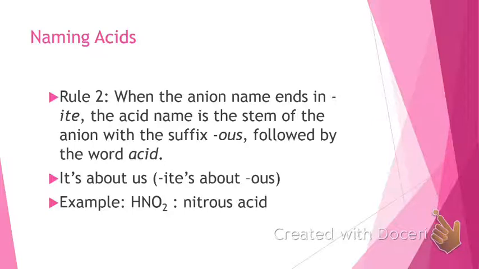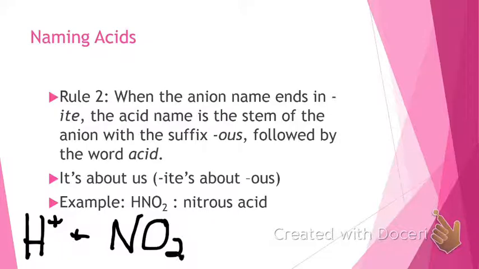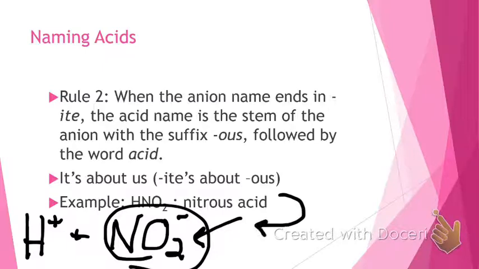Here's how it works. If we put that acid in water, it's going to break down into a hydrogen ion plus this anion. I hope you recognize that anion. If not, use Nick the Camel to help you figure it out. This is nitrite. So our acid comes from an ite, so we have to give it an O-U-S ending. So this becomes nitrous acid.